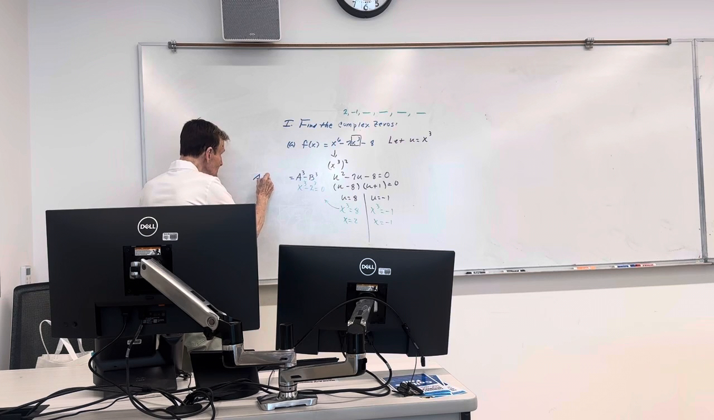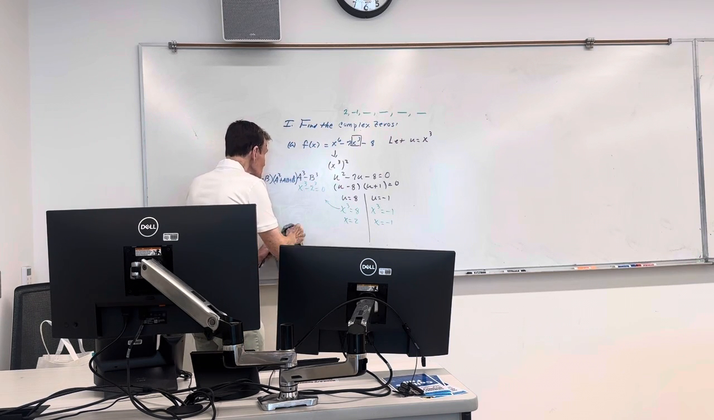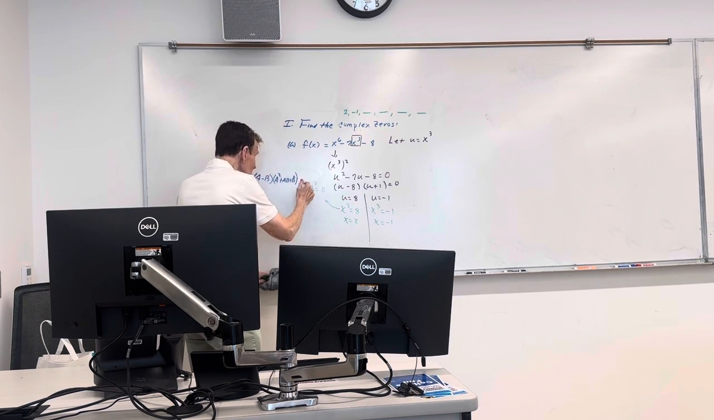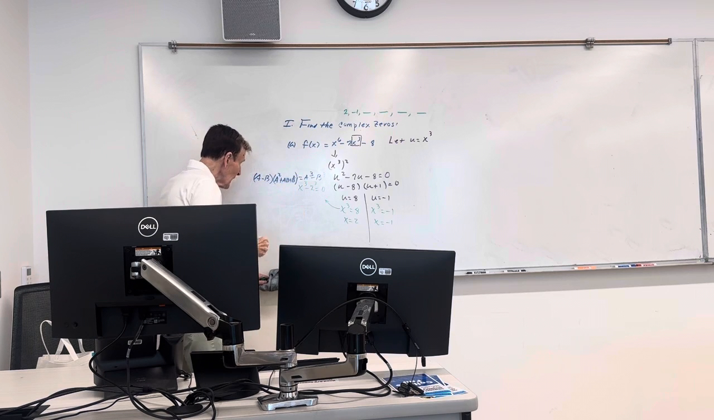a minus b, times a squared plus ab plus b squared. Look that up. That's for a cubed minus b cubed. So that's equivalent to this. You've got to know your formulas there. a minus b, a squared plus ab plus b squared.